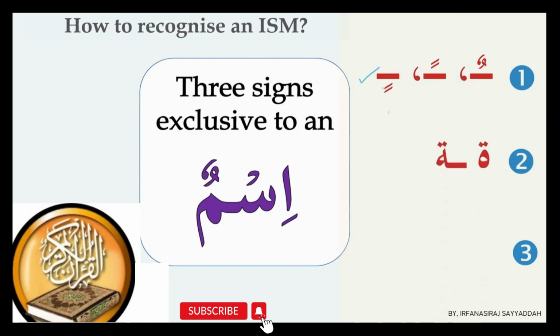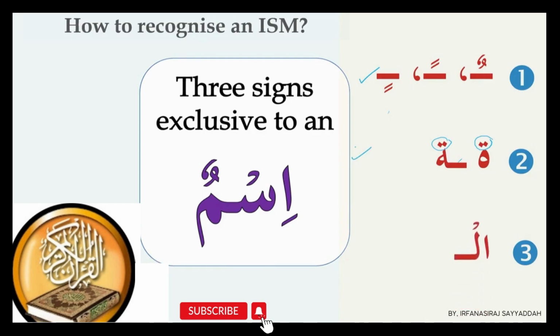The second sign, which we will look at in lesson number 3 when we look at gender, is called ta marbuta. Now this ta is written like so when it joins a letter before it, or on its own it will be written like so. It has these 2 dots which distinguish it from the ha. So this is called ta marbuta. If you see that on any word in Arabic, that is also an ism, meaning a fi'l and a harf cannot have these 2 signs.